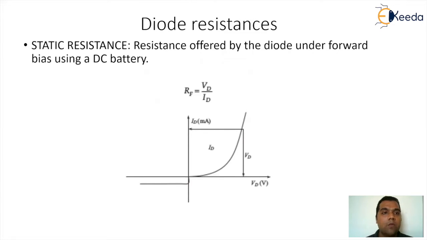So let's check what we mean by static resistance. It is defined as the resistance offered by a diode under forward bias whenever a diode is connected to a DC potential. Means whenever we take a diode and connect it with a battery under forward bias condition, you get a particular current and a particular voltage. As seen in the graph, you can see a particular operating point with respect to one value of current and one value of voltage. So once we take a ratio of it, it will be defined as static resistance.